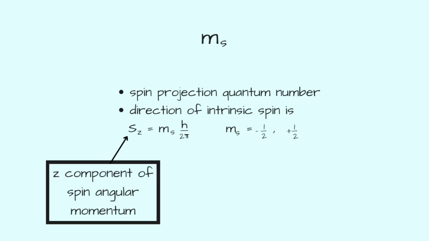The final quantum number is the spin projection quantum number, also called the spin magnetic quantum number, or even just the spin quantum number. It is used to find the component of the spin angular momentum and has allowed values of -1/2 and +1/2. These are also called spin down and spin up.